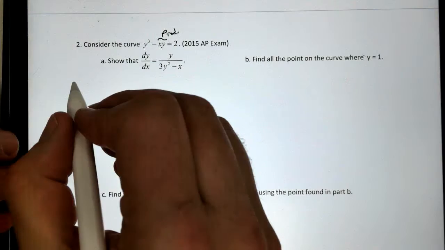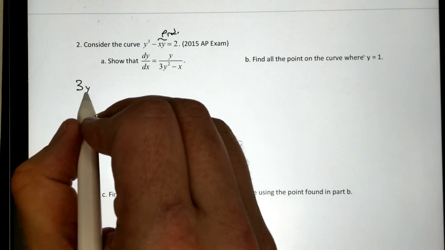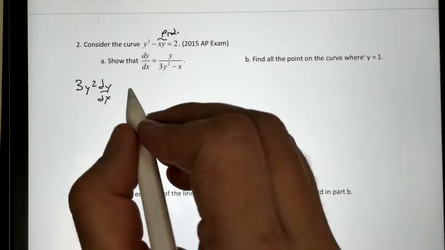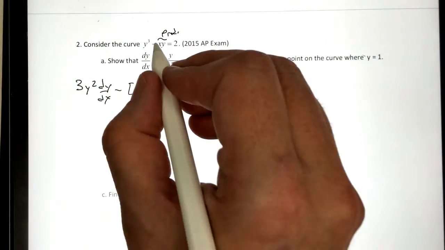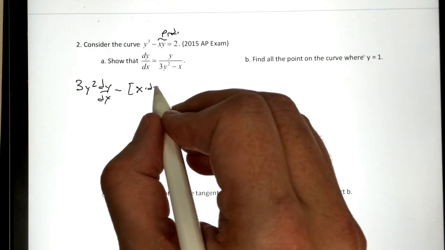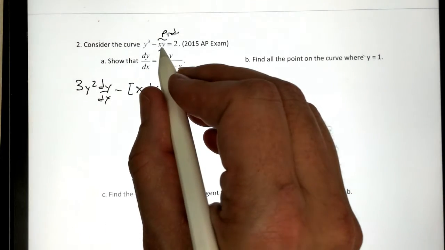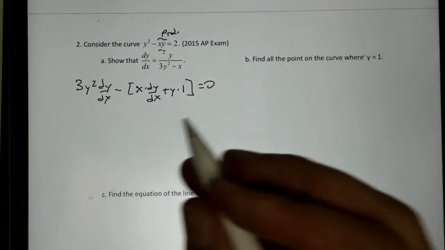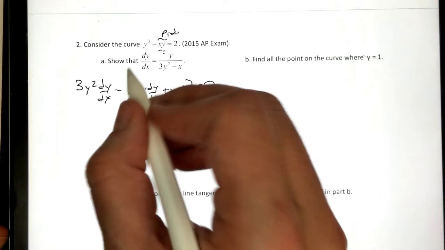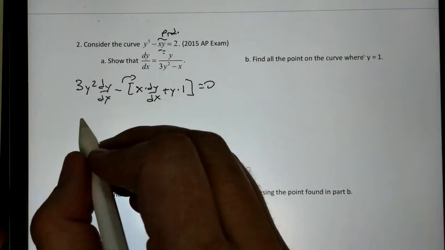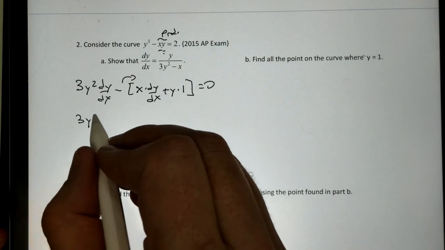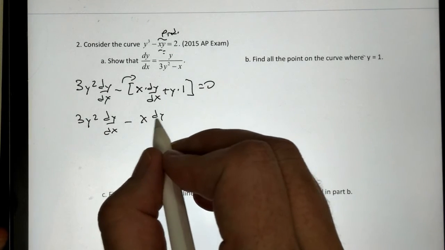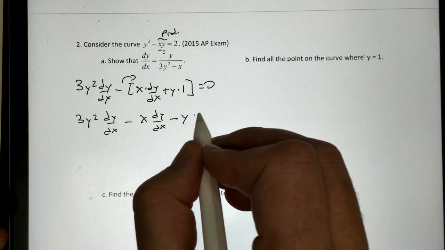So take the derivative, y cubed. We're going to get 3y squared, and taking the derivative of a y, don't forget your dy/dx. Don't forget that. Minus product rule, the first times the derivative of the second, plus the second times the derivative of the first, and that's just going to equal 0. Distribute your negative. We get 3y squared dy/dx minus x dy/dx minus y equals 0.